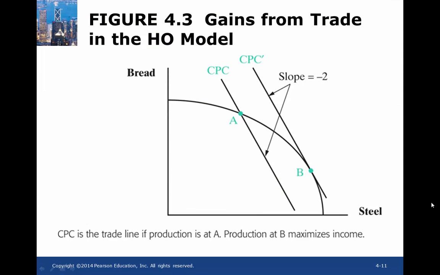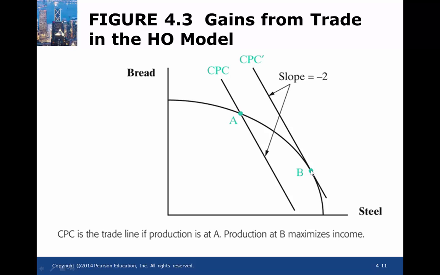Figure 4.3, gains from trade in the HO model. Here you can see the production possibility frontier, that is the bowed-out shaped curve, and the consumption possibility curve is a straight line. The consumption possibility curve intersects the production frontier at point A, and CPC prime, the consumption possibility curve prime, shows that it is tangent to the PPF at point B.